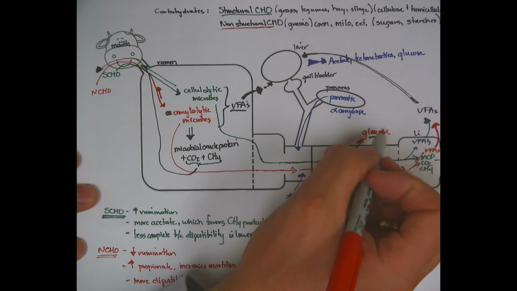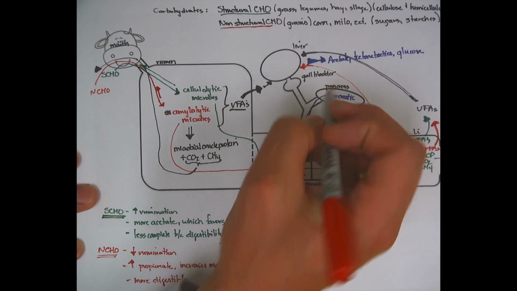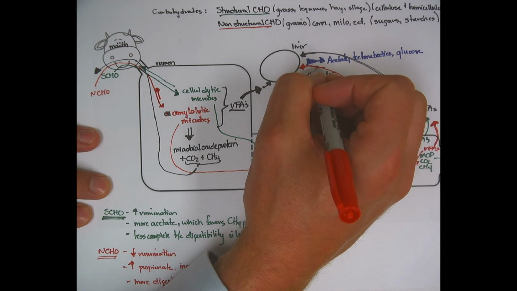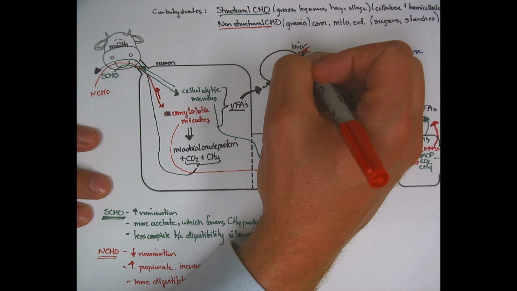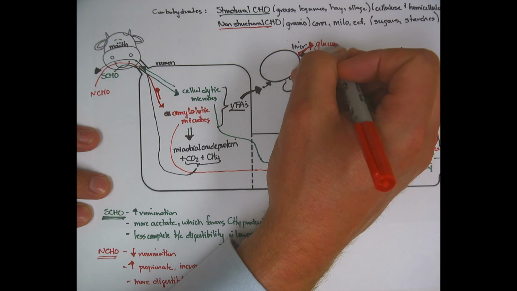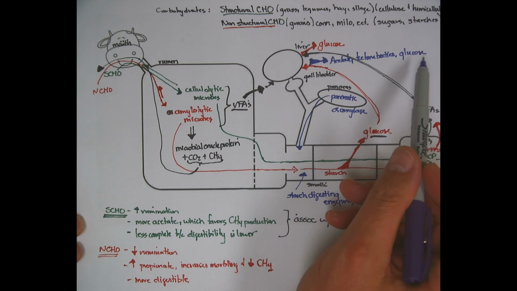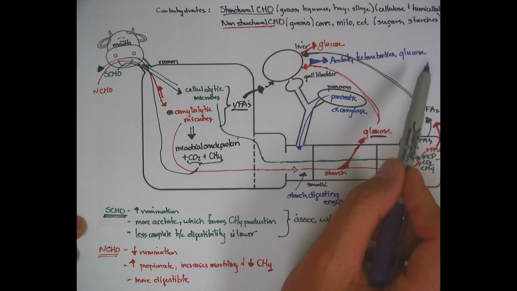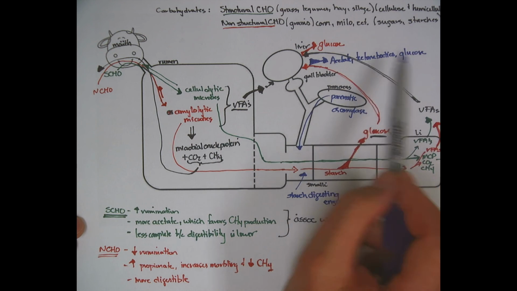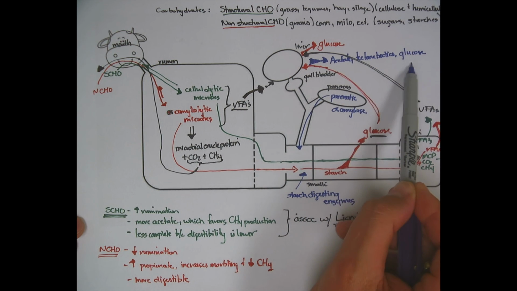This glucose down here also goes to the liver, and we're going to release glucose from there as well. Then these three things, acetate, ketone bodies, and glucose, are going to be used by the body to meet the energy requirements of the animal. So whether it's structural or non-structural carbohydrates, you end up with acetate, ketone bodies, and glucose.